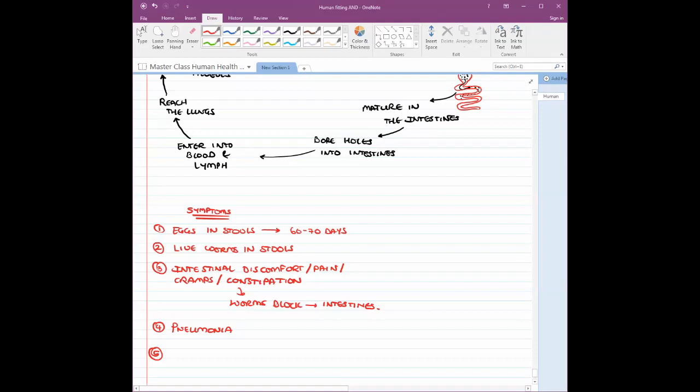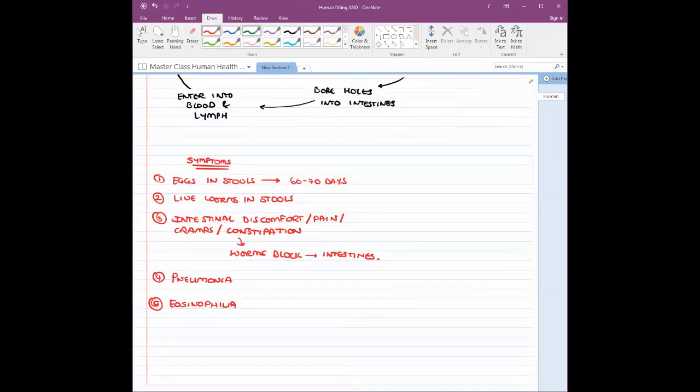And because you're having all these worms running through your blood, running through your lymph, moving from one place to another, your eosinophils are also going to increase in number. When do eosinophils increase? In the case of allergies or anything where the body thinks something is wrong; immediately the eosinophil levels increase, resulting in eosinophilia. So these are some of the symptoms.